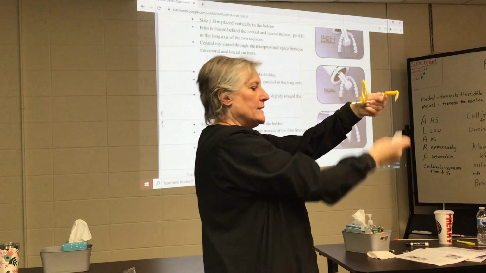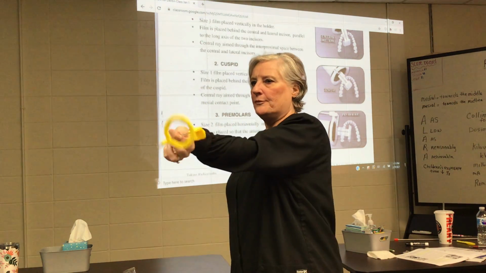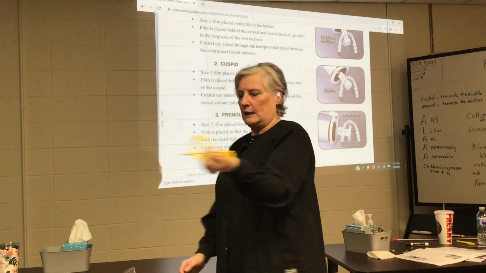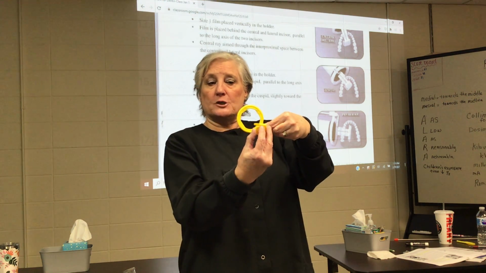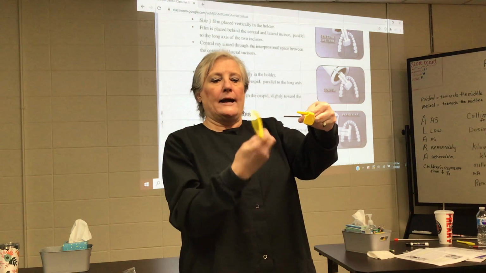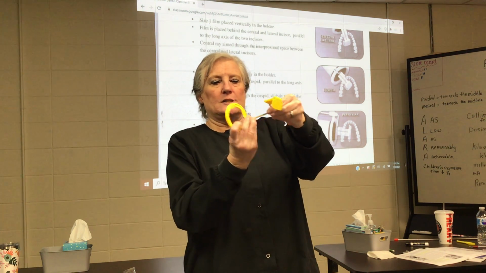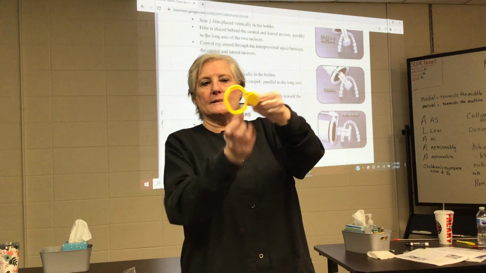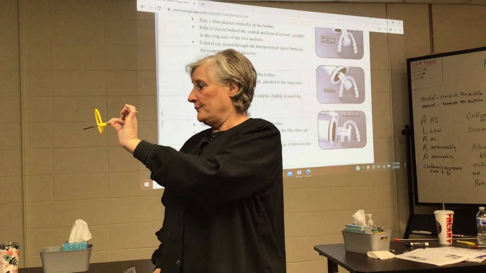You always want to be able to see the film through the ring. Can I see the film through the ring? Nope. So, not only the bite block needs to be turned, but so does the ring. And I just roll it over. Just turn it opposite of what it is. Can I see it now? So we're good to go.